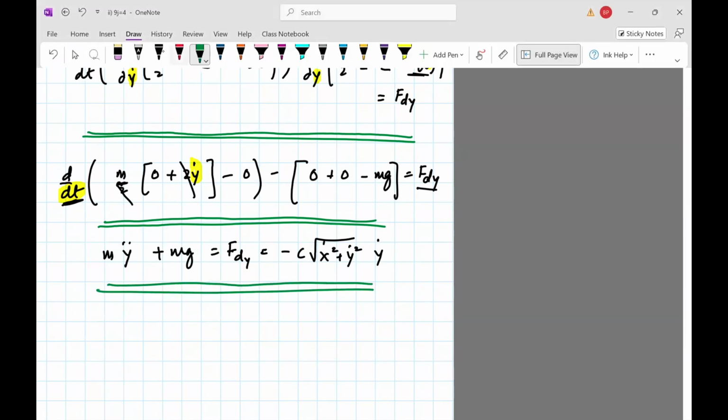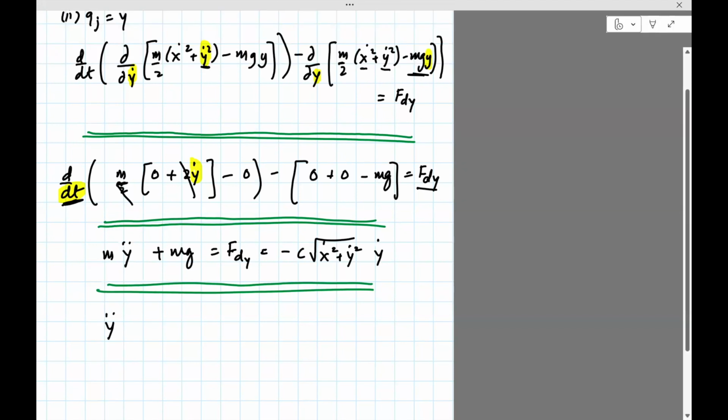Okay, and then finally y double dot is minus c divided by m times (x dot squared plus y dot squared) times y dot, minus g.